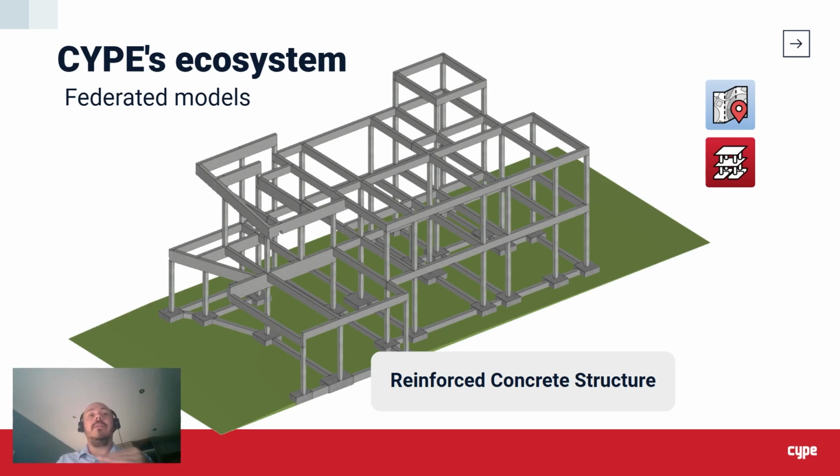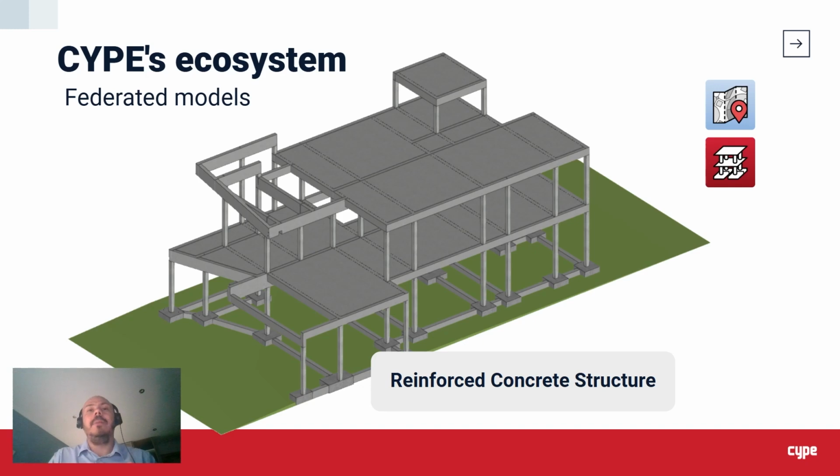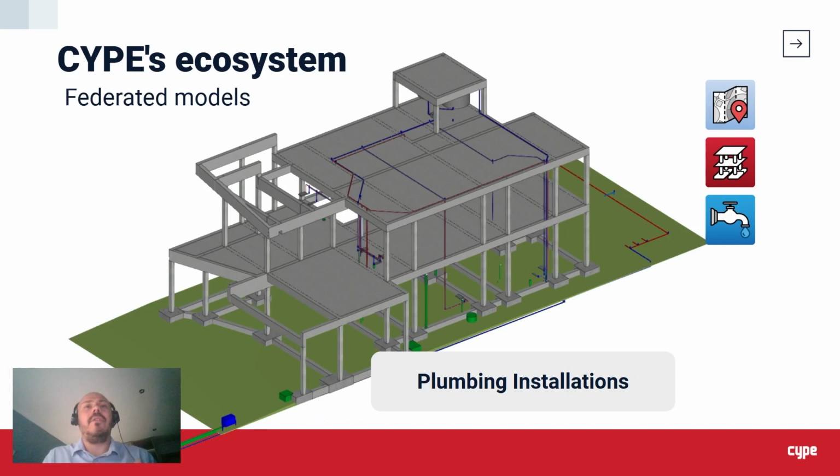One layer is the terrain, the second one is the structural model, different softwares that were integrated because we have these IFCs or this standard and also our common data environment. And this process, we could increase the number of layers of information. For example, another layer of information could be the plumbing installations. A third software, in this case, Cype Plumbing, was used for the design of these plumbing installations.